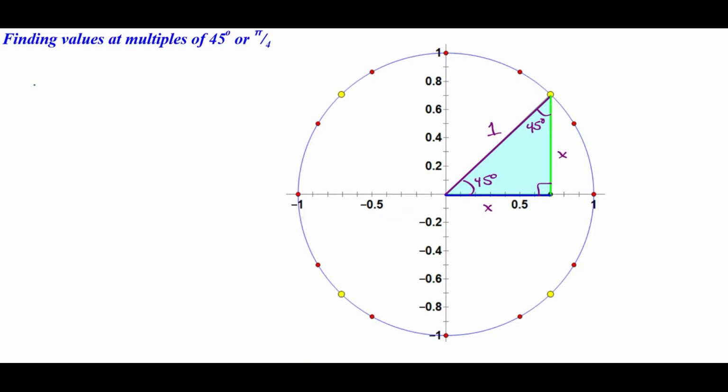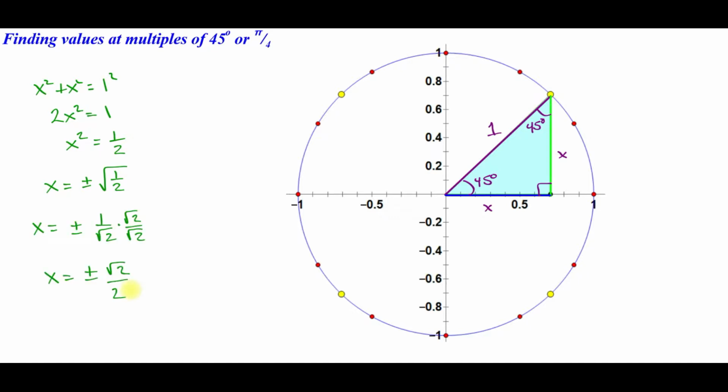So if we just use the Pythagorean theorem, we're going to have x squared plus x squared equals 1 squared. Doing some basic algebra, we get x equals plus or minus the square root of 1/2. This is an area where you will normally be asked to rationalize the denominator. So if we rationalize this denominator, we end up with x equals plus or minus radical 2 over 2.